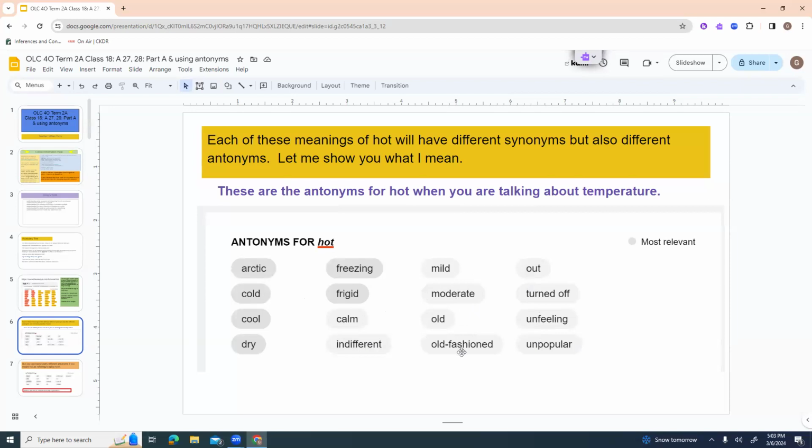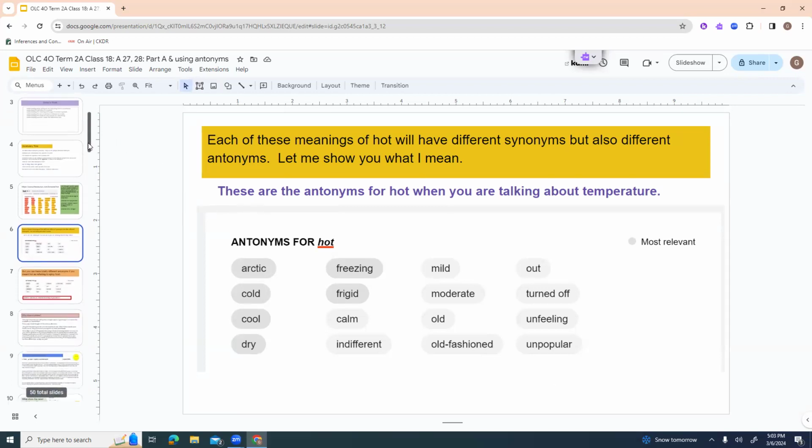Like if I was trying to say, you know, my husband is hot, but I feel cold, I wouldn't say I feel old-fashioned. That's not an antonym for cold, or I feel unpopular. But it might be an antonym if I was saying, ooh, that girl's dressed in the hottest new outfits. On the other hand, over here, I'm wearing stuff from the 1990s and feel a little old-fashioned. Then it would be the antonym. So you've got to be careful that when you're picking antonyms, it matches the meaning that you're aiming for.